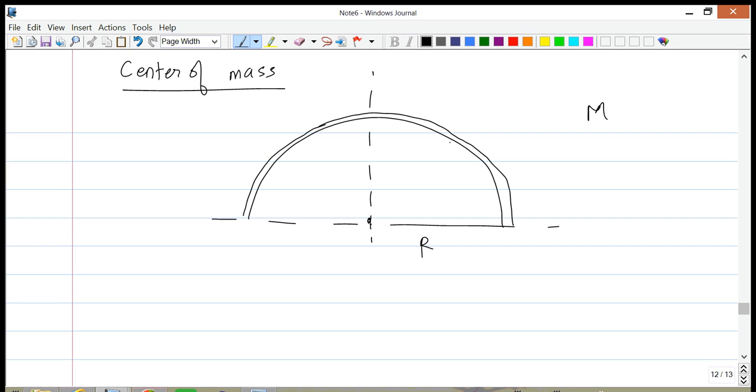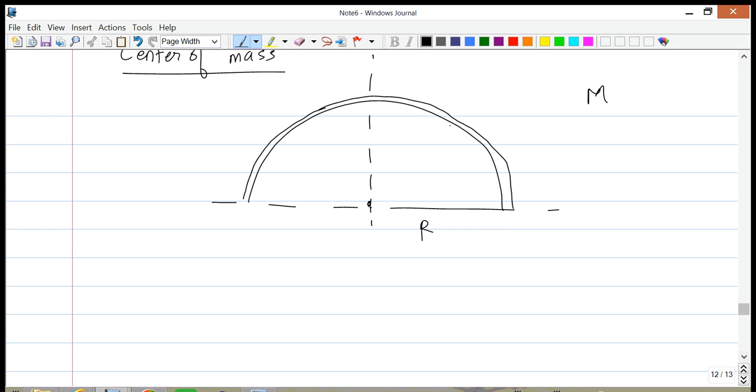Now, this is a 2D object, so it's going to have an x center of mass and a y center of mass. Obviously, from the symmetry of the problem, you realize that the x center of mass of the object is going to be 0. It's only going to have a y center of mass.